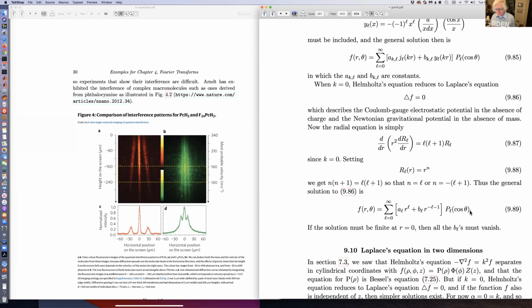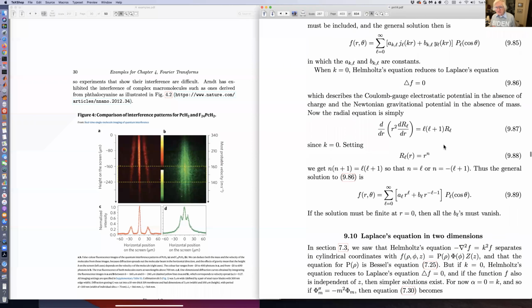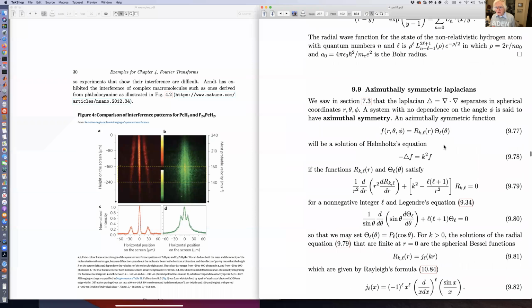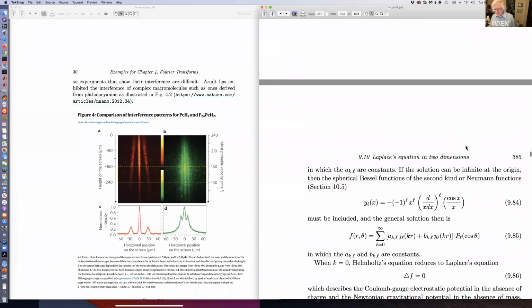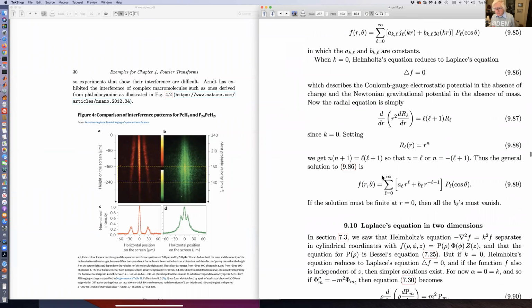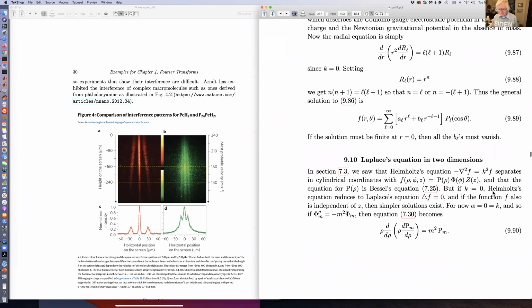And so you see what's happened here is that instead of the spherical Bessel functions, we've got much simpler things, r to the l and 1 over r to the l+1. And if the solution has to be finite at the origin, then all the B_l have to vanish. So this was the case of no phi dependence and spherical symmetry. So we have these simple solutions.